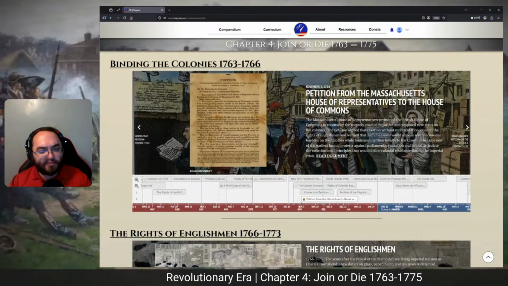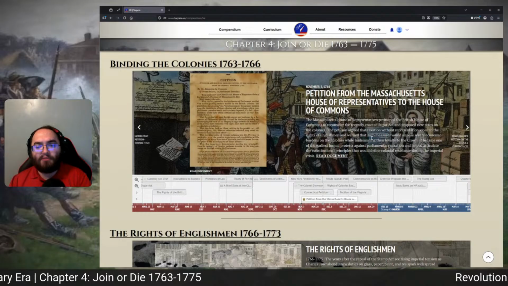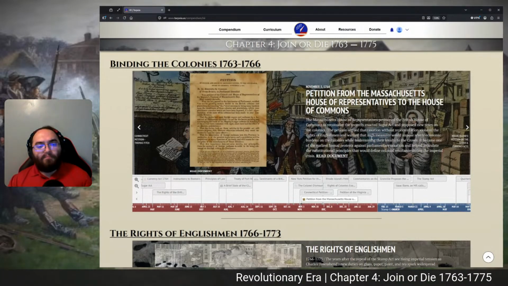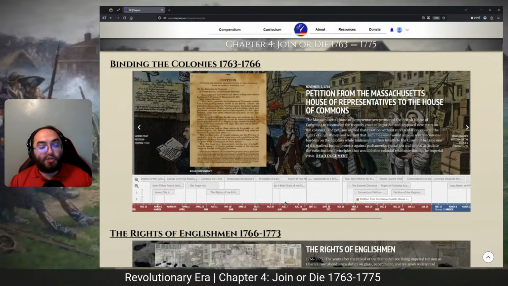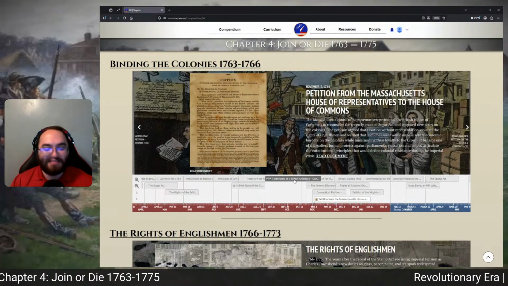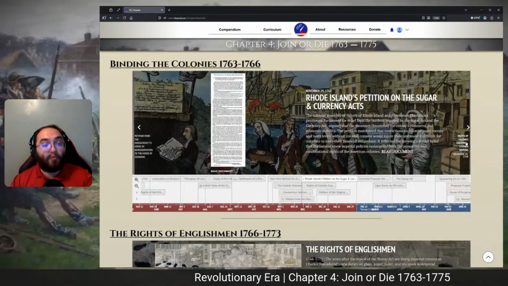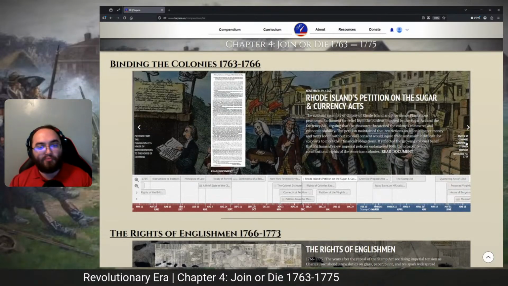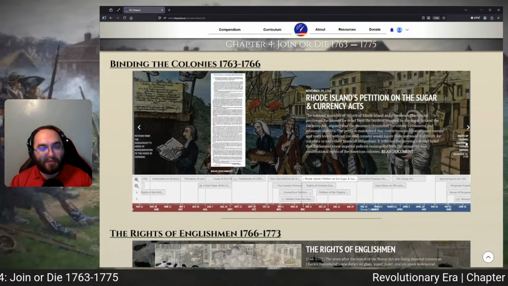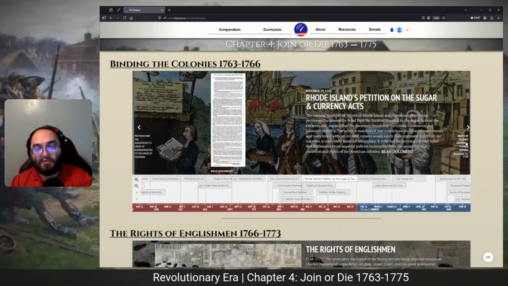Here is Massachusetts' petition, and again, they're going to argue that the idea of English rights is being violated by the Sugar Act, by the Currency Act, and by the pending Stamp Act. The Stamp Act is not yet passed, but news of it going through Parliament has reached the colonies, and so the colonies are proactively complaining about the Stamp Act, while they're complaining about the Sugar Act and the Currency Acts.